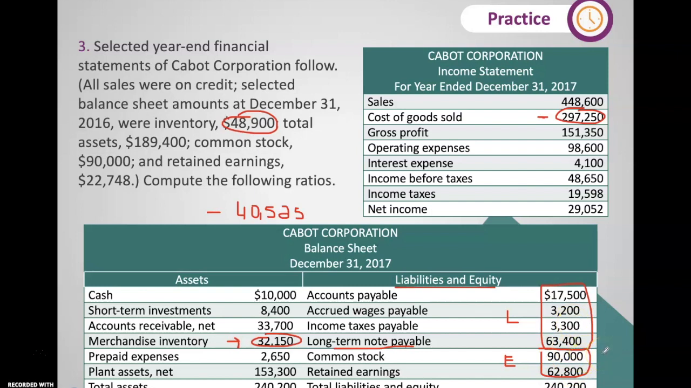So let's do that. 17,500 plus 3,200 plus 3,300 plus 63,400. I got 87,400 for my total liabilities. Now we're going to add up our total equity. 90,000 plus 62,800. We got 152,800. So we're going to divide those two numbers, 87,400 divided by 152,800.